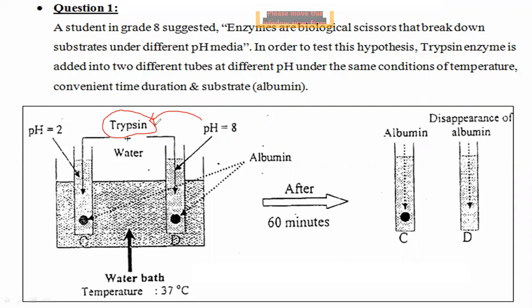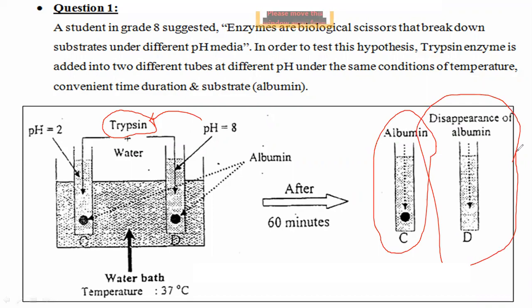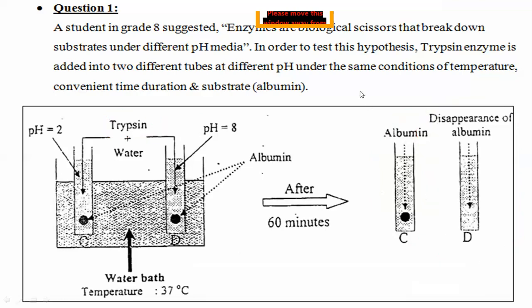After 60 minutes, what happened? The albumin persists in tube C. So there is no digestion in tube C. However, we have the disappearance of the albumin in tube D. So where did the digestion occur? The digestion occurred in tube D and not in tube C. Here I analyzed and explained the whole figure and the whole experiment before I start.